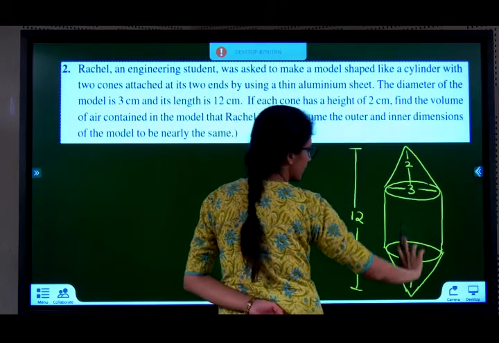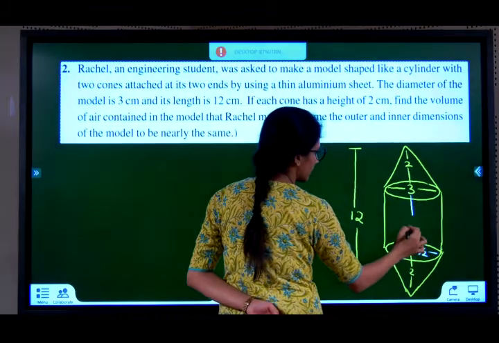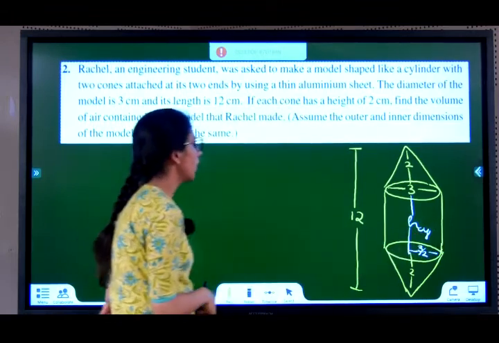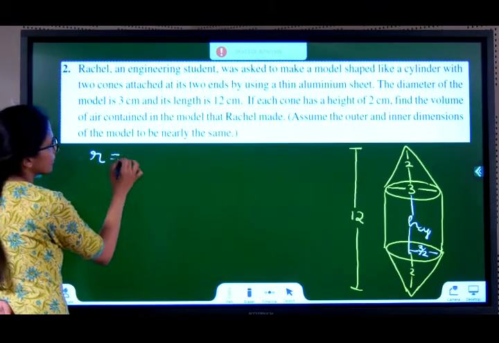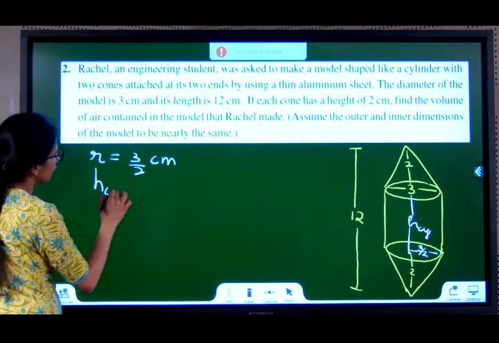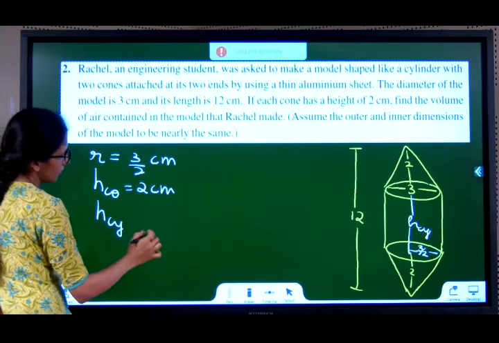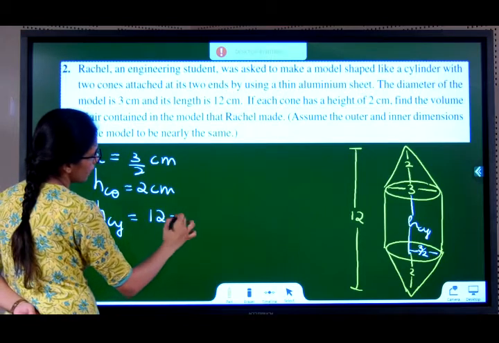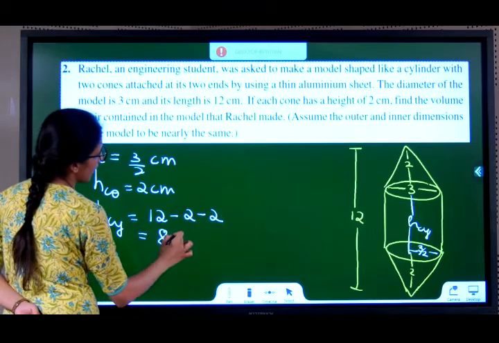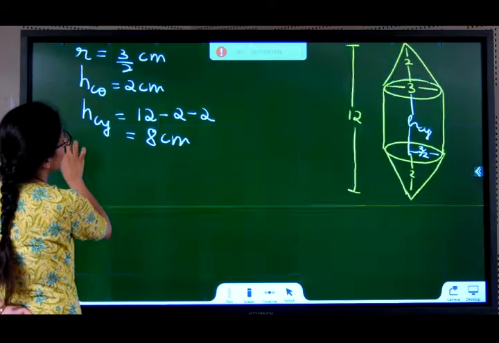So if this is 2 and this is 2, first of all radius becomes 3 by 2. What about this height? Let's just call it h of cylinder. So R is same for both of them. So I will just say R is 3 by 2 centimeters. Height of cone given 2 centimeters. Height of cylinder is equal to total length 12 minus 2 above, 2 below. So minus 2 minus 2. 8 centimeters.